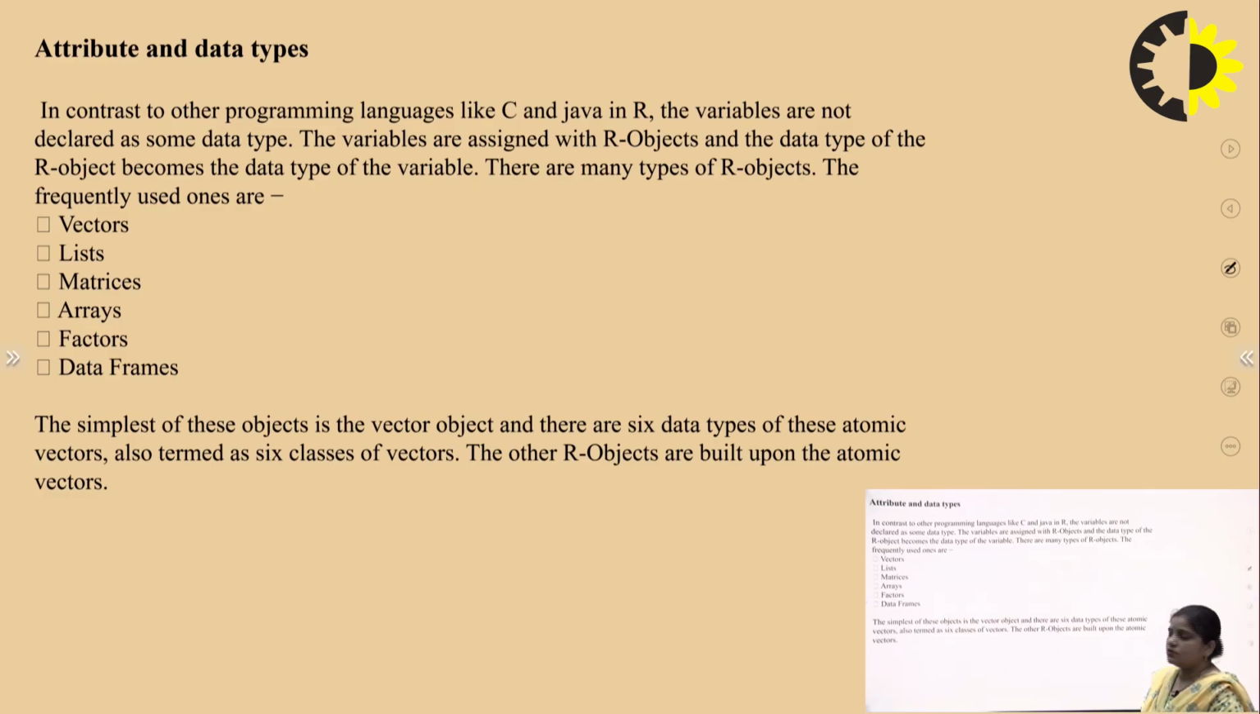The simplest of these objects is the vector object, and there are 6 data types of these atomic vectors, which are also termed as the 6 classes of the vectors. The other R objects are basically built upon the atomic vectors. So out of these R objects, the most important and the simplest one is the vector.